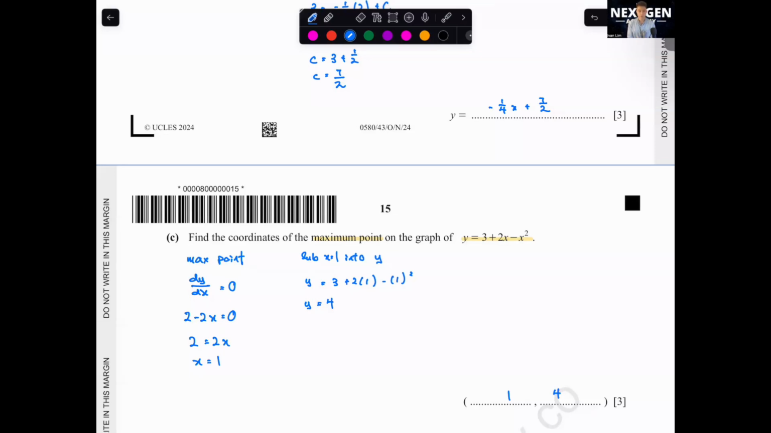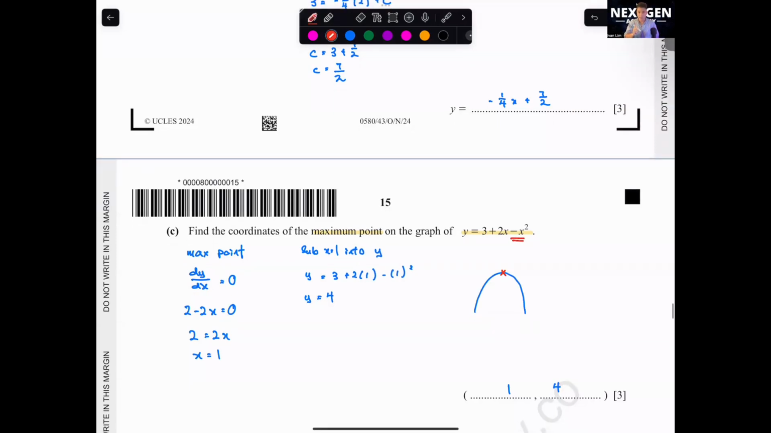Do we need to check d squared y over dx squared here? Don't need, because there's only one turning point. Since this is a quadratic equation, you can see here this is negative x squared, so this is a sad face graph. That's why it will give you a maximum point. Unless they test you on a cubic equation. With a cubic equation, sometimes they may ask which one is the maximum point and which is the minimum point. Then you have to use the nature, which is d squared y over dx squared.